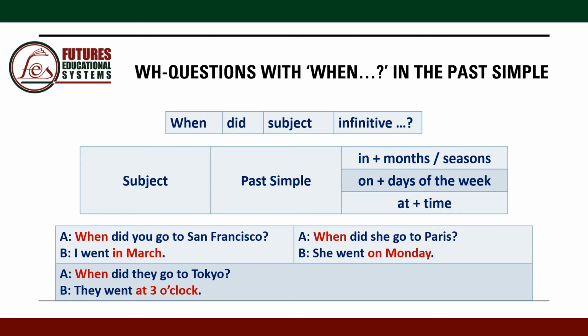So to answer a question that starts with when, we can specify any time in the past: month, seasons, days of the week, any time. But we have to pay attention to the preposition used before these timings. Before months and seasons, we use in: in March, in summer, in April. With days of the week, we use on: on Sunday, on Monday, on Friday, and so on. And before the time, we use at: at 3 o'clock, at 5 p.m., and so on.